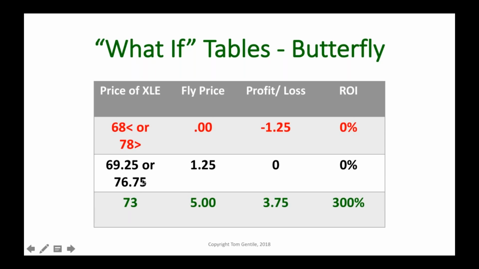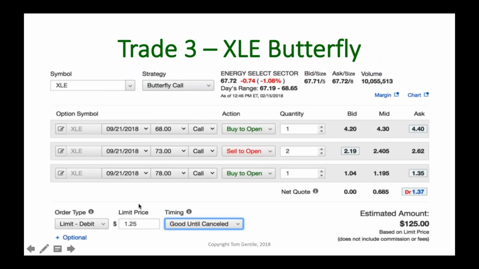The sweet spot is 73. Why is 73 the sweet spot? Well, look here. That's what you sold times 2. That's your income. So what's going to happen is, if you could be at 73, here's what it's going to look like. You're going to have a 68 call.